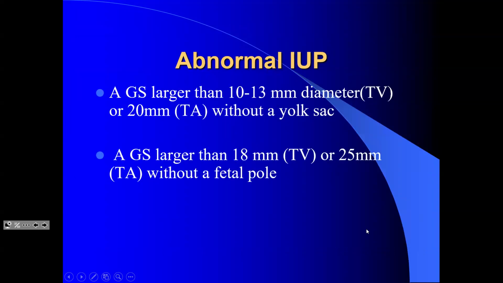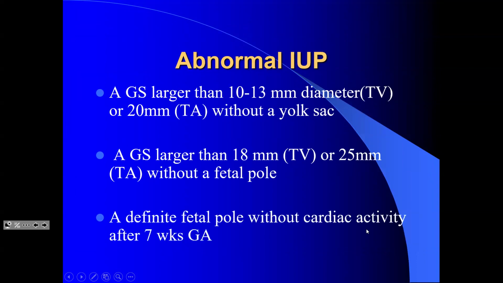Okay, so that was when we had a normal gestation. So what is the abnormal intrauterine pregnancy? As I've said, if you don't see the yolk sac, you don't see the fetal pole, and the sac dimension is around 18 or 20 millimeters, or 2 centimeters, then that means the pregnancy is not going normally, or we suspect something abnormal in this.